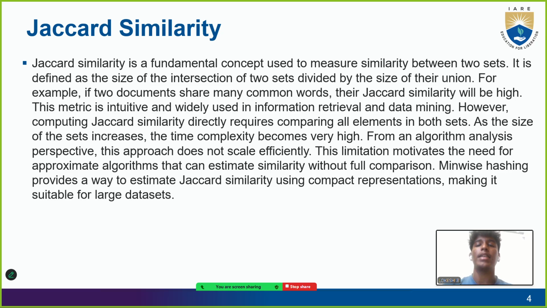However, computing Jaccard similarity directly requires comparing all elements in both sets. As the size of the sets increases, the time complexity becomes very high from an algorithm analysis perspective. This approach does not scale effectively. This limitation motivates the need for approximate algorithms that estimate the similarity without full comparison. Minwise hashing provides a way to estimate Jaccard similarity using compact representations, making it suitable for large data sets.